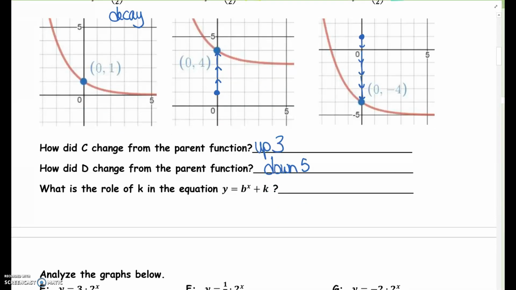So what's the role of the plus k? Plus moves up, minus moves down.